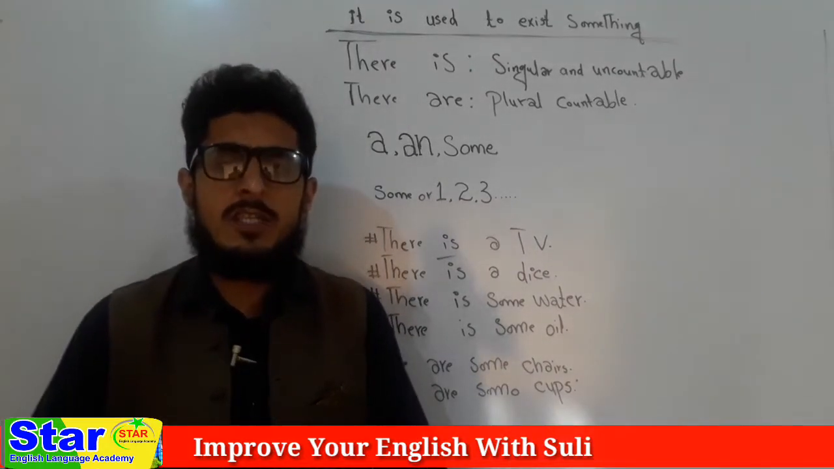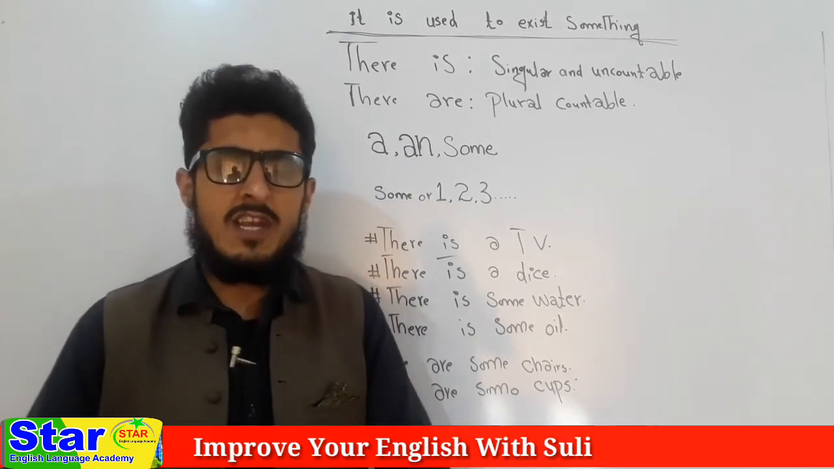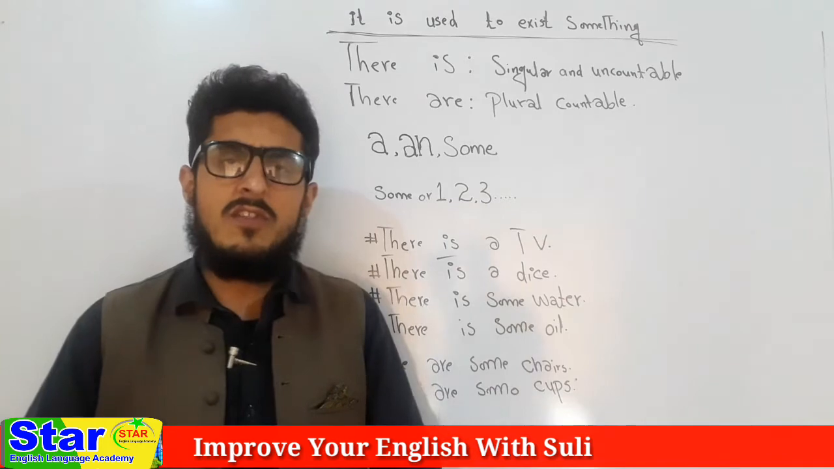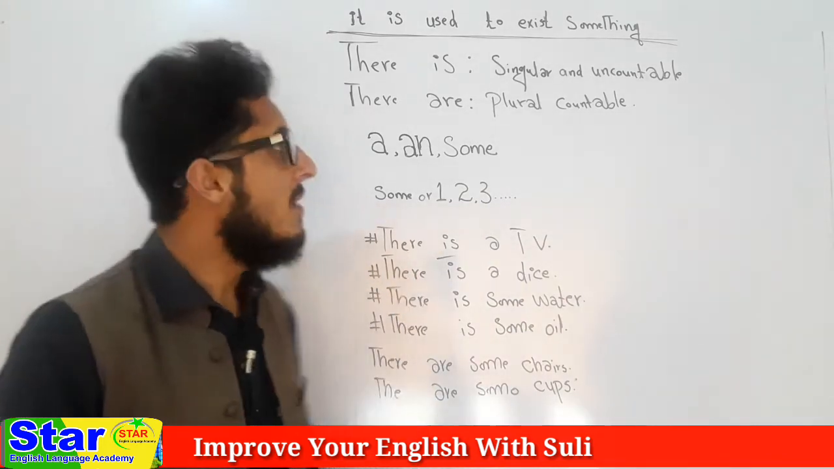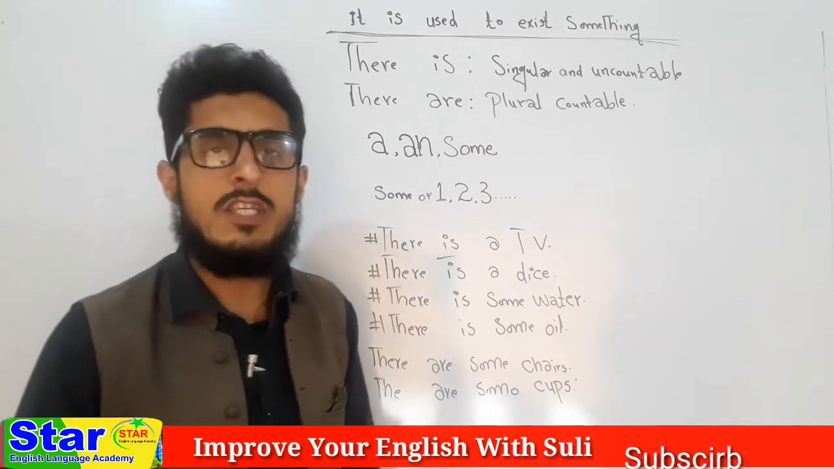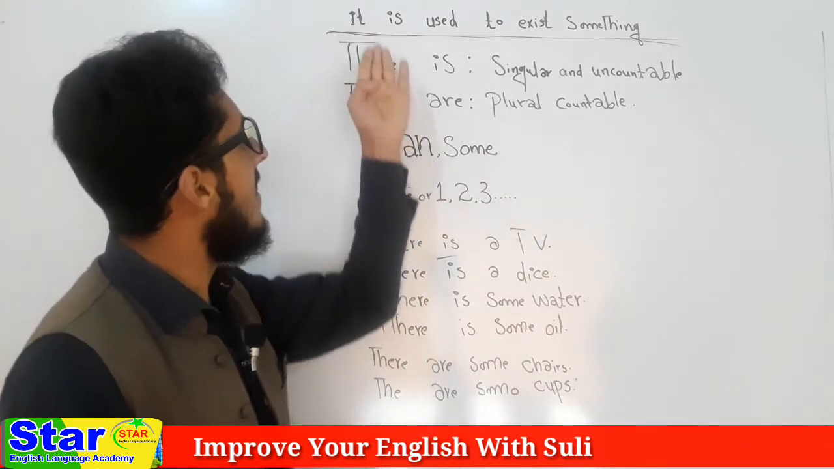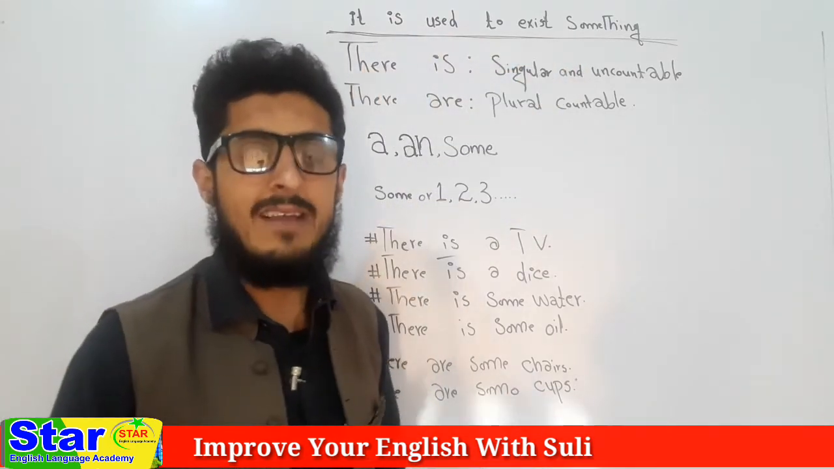Right now you are watching Improve Your English with Sule. In today's topic I'll be discussing there is and there are. What is there is and what is there are? So let's get started. First we will talk about the definition of there is and there are. It is used to say that something exists in a particular place.